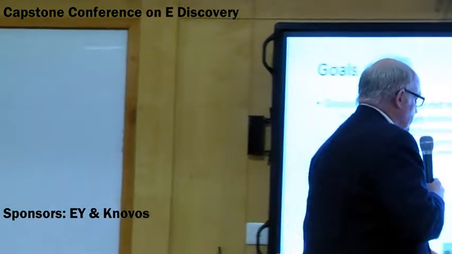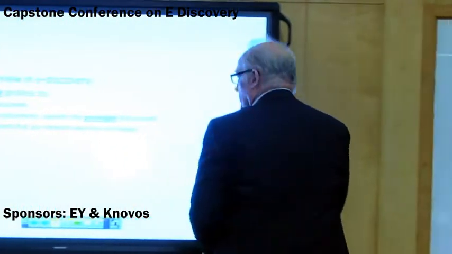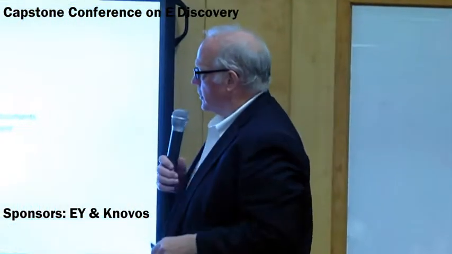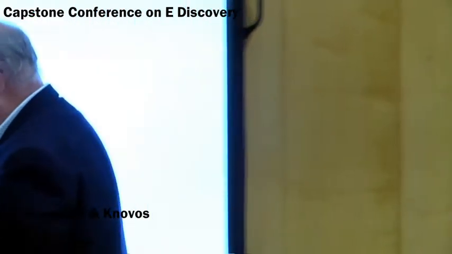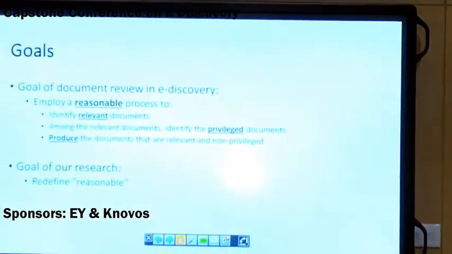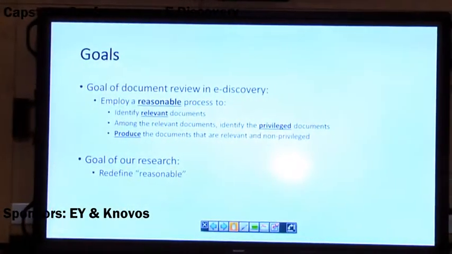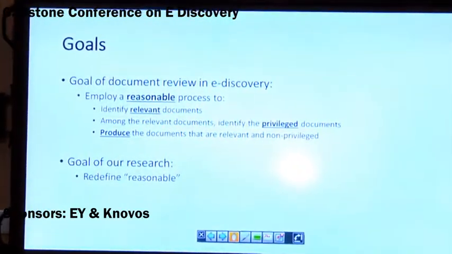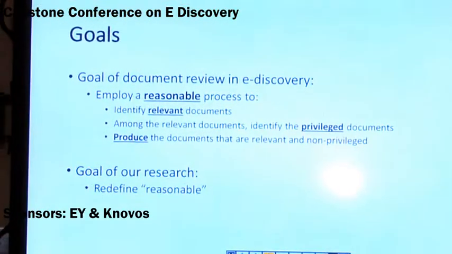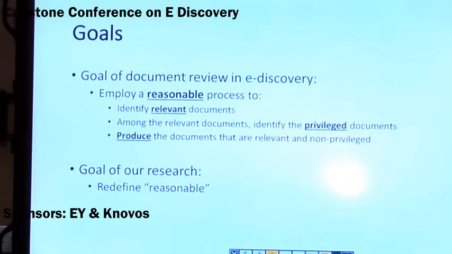Goals of document review and e-discovery are to provide a reasonable process to identify relevant documents. Among the relevant documents, identify the privileged documents, and then to produce the documents that are relevant and non-privileged, right? Those are our goals, and we want to keep those in mind. But those are not my goals for today. My goals for today are to change the definition of reasonable, right? That's what technologists can do, and that's what I tried to set up this morning.